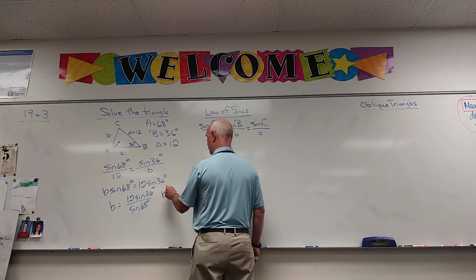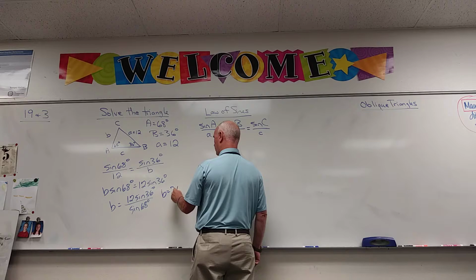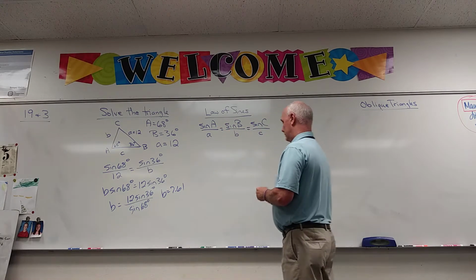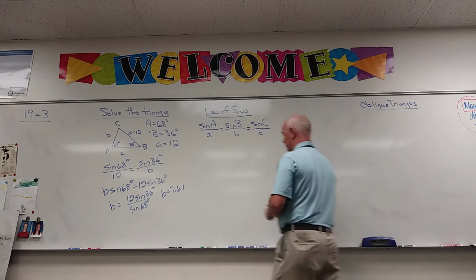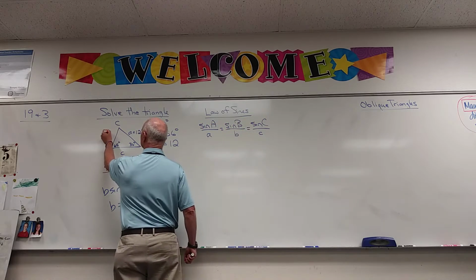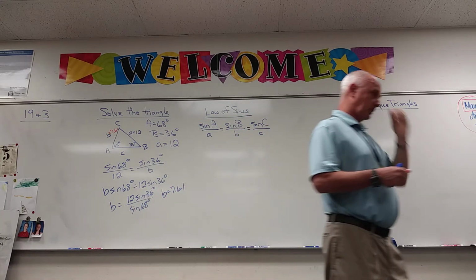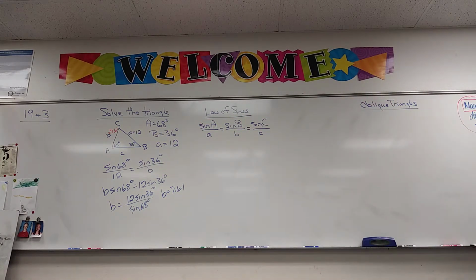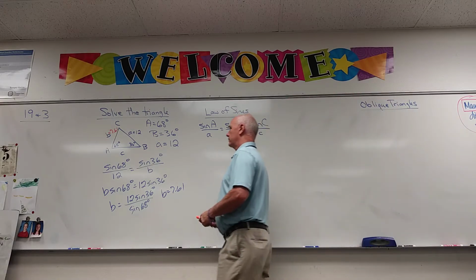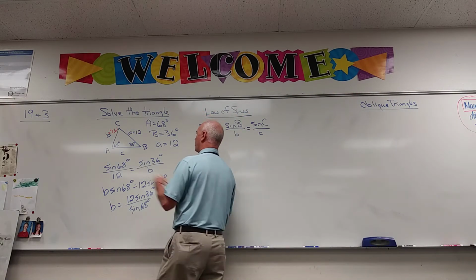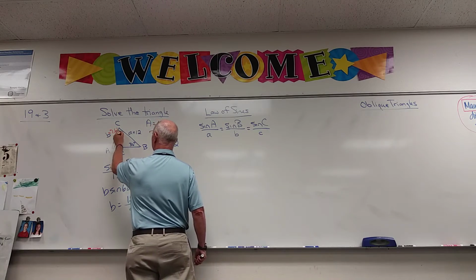So B equals 7.61. Cool. Now I will tell you that this is not the order I would have done this. Because what were we given at the beginning of the problem? Two angles. If we have two angles, we just get the third angle. How do we do it? Add the two and subtract from 180. So subtracting 104 from 180 gives us 76 degrees.